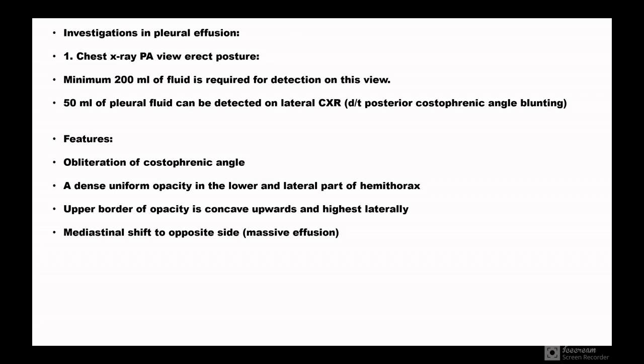Now, what are the investigations? How to detect pleural effusion? First is the chest X-ray, PA, erect posture. If a minimum of 200 ml of fluid is there, then the detection can be through the chest X-ray. 50 ml of fluid can be detected on lateral chest X-ray, that is, posterior costophrenic angle blunting can be seen. Features on the X-ray will be obliteration of the costophrenic angle, a dense uniform opacity in the lower and lateral part of the hemithorax, the upper border of the opacity concave upward and highest laterally, and mediastinal shift to the opposite side in massive effusion.